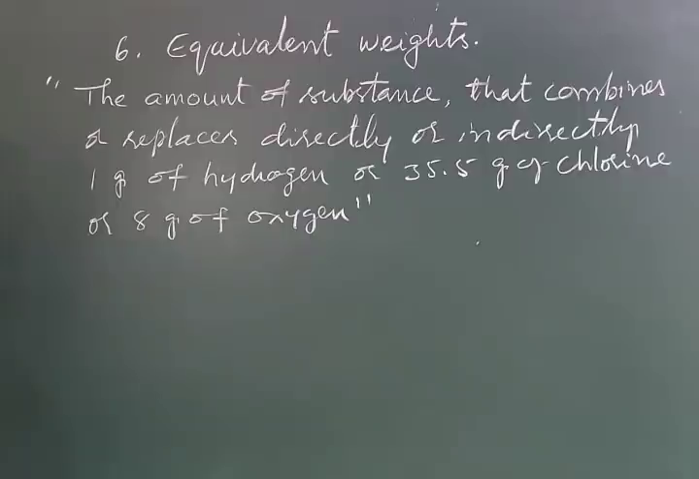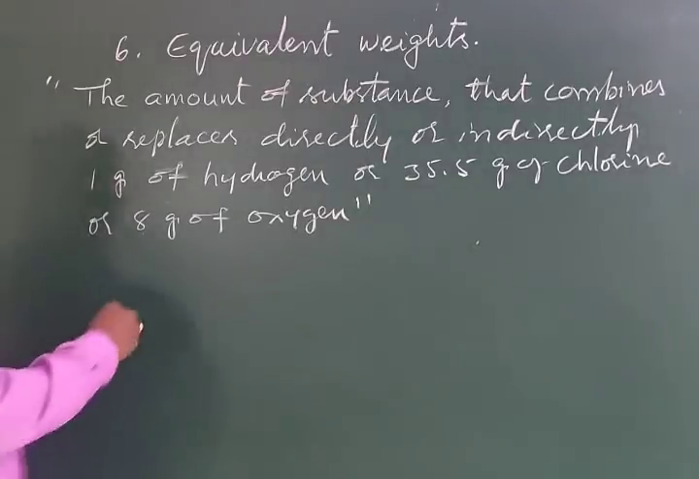In the chemical reactions, some substances either combine with hydrogen or replace hydrogen. So the amounts of these substances which combine with 1 gram of hydrogen or replace 1 gram of hydrogen, or combine with 35.5 grams of chlorine or replace 35.5 grams of chlorine, or combine with 8 grams of oxygen or replace 8 grams of oxygen, that liberates 8 grams of oxygen, is said to be the equivalent weight.